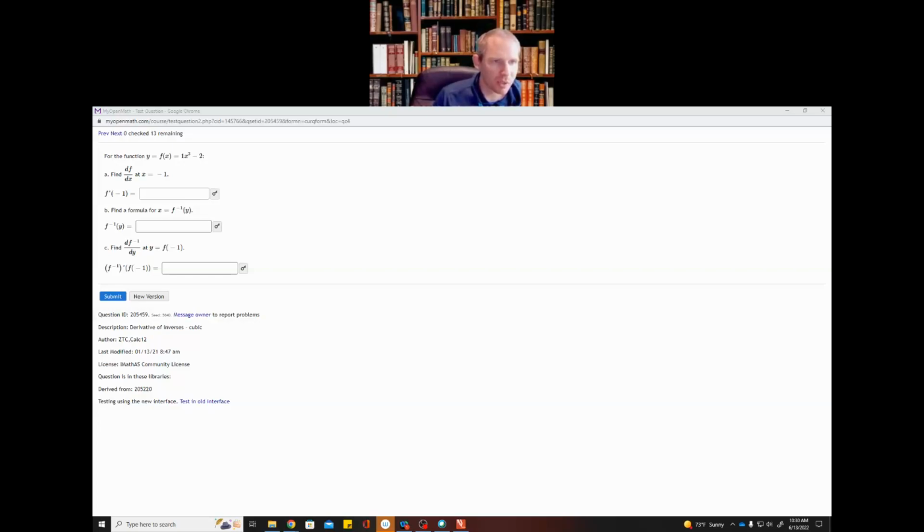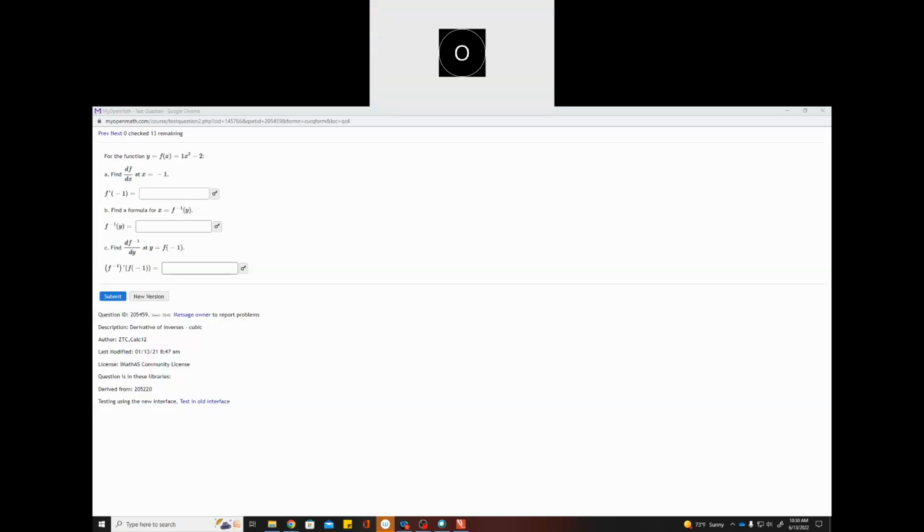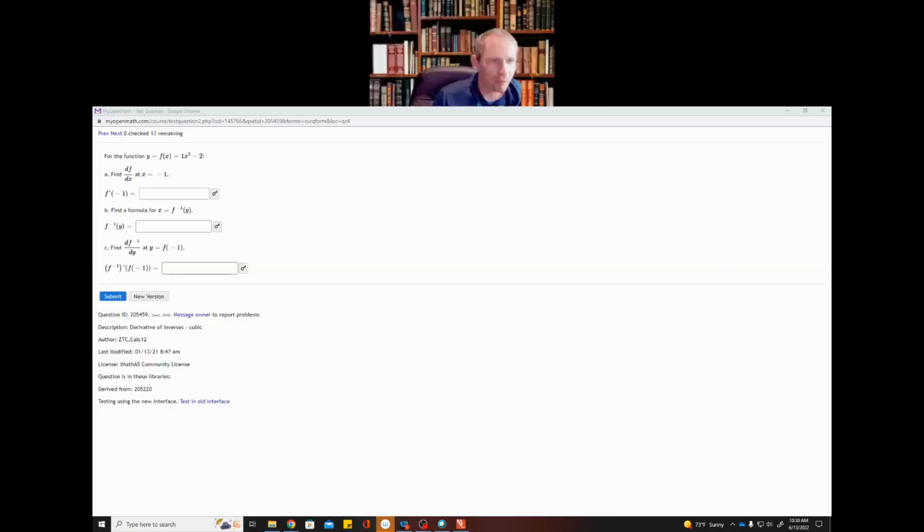Okay, for the function y equals f of x equals x cubed minus 2, find the derivative of f at x equals negative 1. So the first thing we're going to do is just take a regular derivative of this function. Okay, so f prime of x is 3x squared and then minus 0. So that's it. So f prime of negative 1 is 3 times negative 1 squared, which just gives me 3.